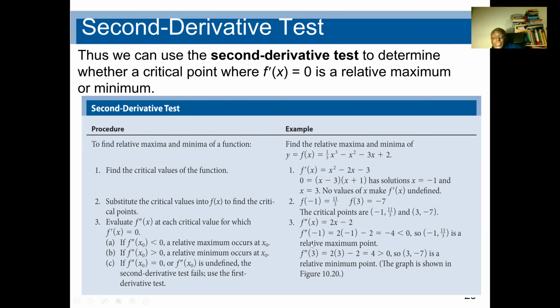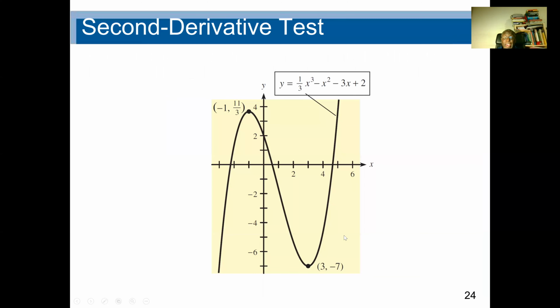So for the second derivative, we go back to the function, the first derivative. So we get 2x minus 2. So this is the example. You can see where this is the concavity, changing from increasing to decreasing.